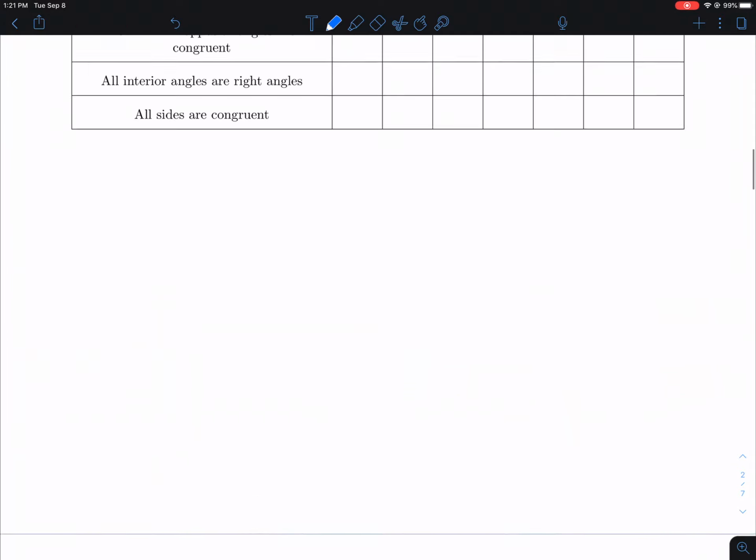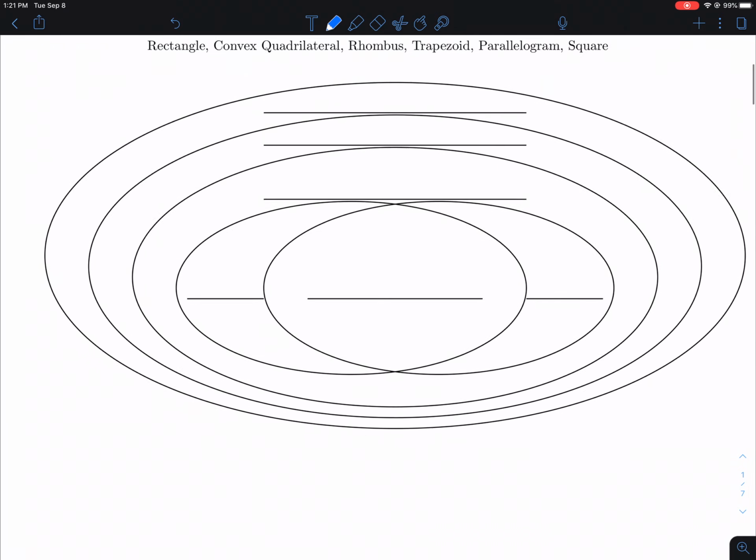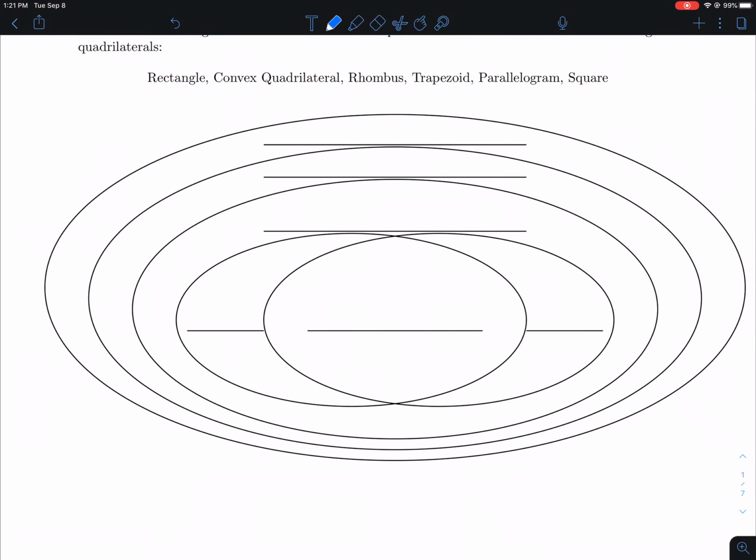And then when you're done, you should be able to fill in this little Venn diagram that describes the relationship between all these different quadrilaterals.